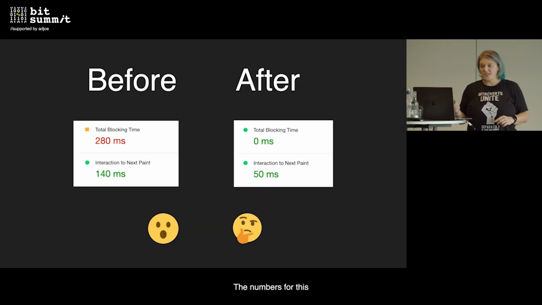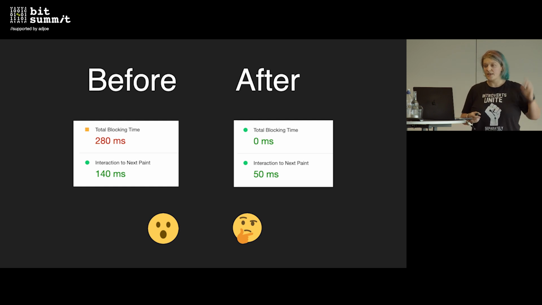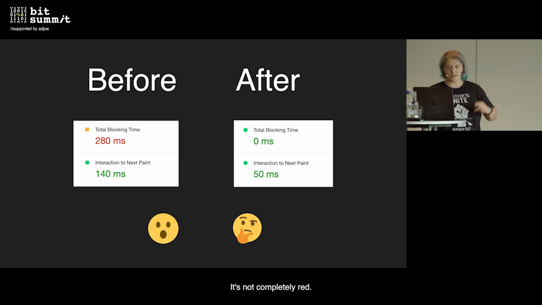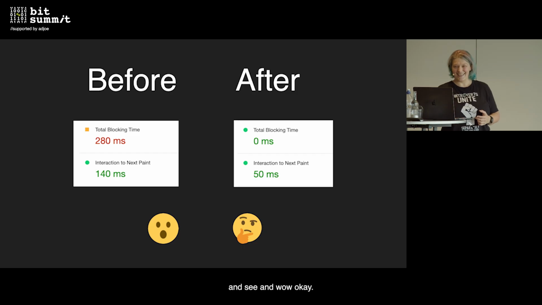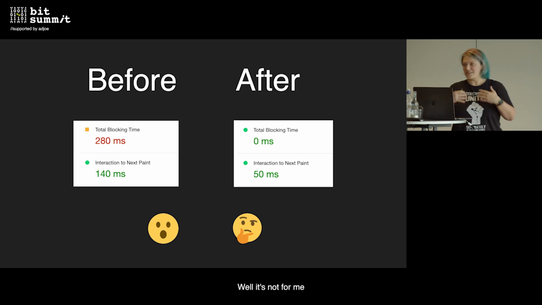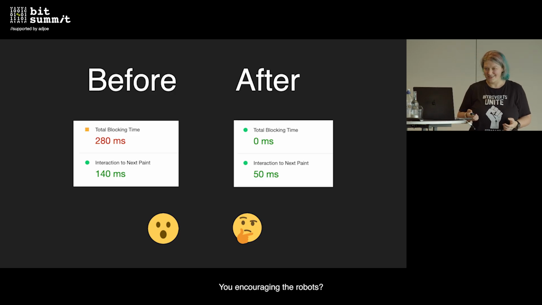The numbers for this particular interaction of switching light mode is this, which is really, really bad for this simple interaction. It's like completely red. So let's enable the compiler and see, and wow. OK, so that is impressive. I hope you agree. Well, it's not for me, but for the compiler, come on. You're encouraging the robots. What's wrong with you?